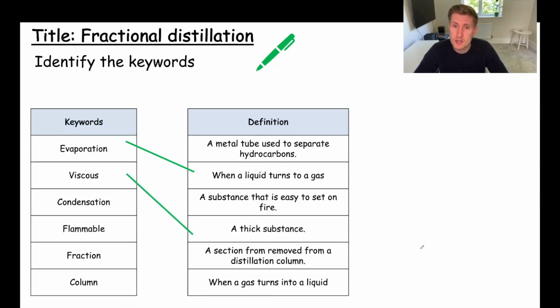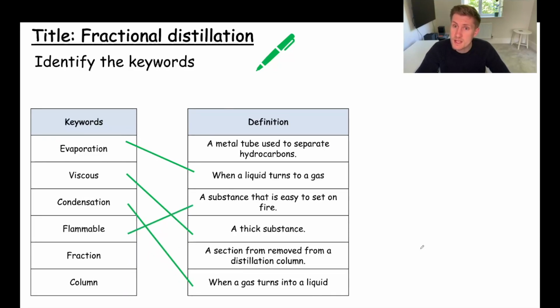Viscous, this is reserved for long molecules. That means when they are thick. Honey is an example of this, so something that is quite thick and not very runny, like honey, we would describe as viscous. Condensation, this is the opposite of evaporation. This is when a gas cools down enough that it turns back to a liquid.